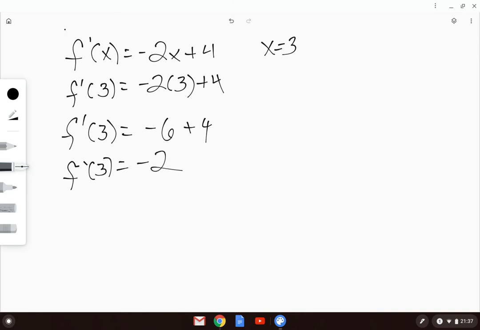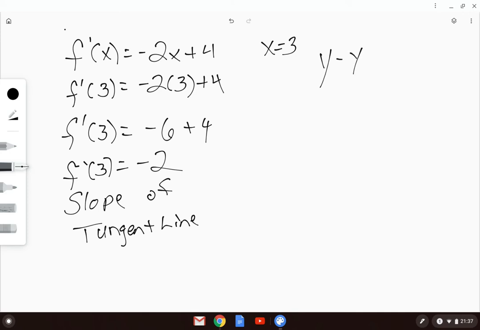All right, so what I just found here is the slope of my tangent line is negative 2. Okay, so I come over here where I can now do my next step, which is to write the equation of the tangent line. So I know here that my slope is negative 2, and 3 is going to be my x1 value. So I need to find y1.